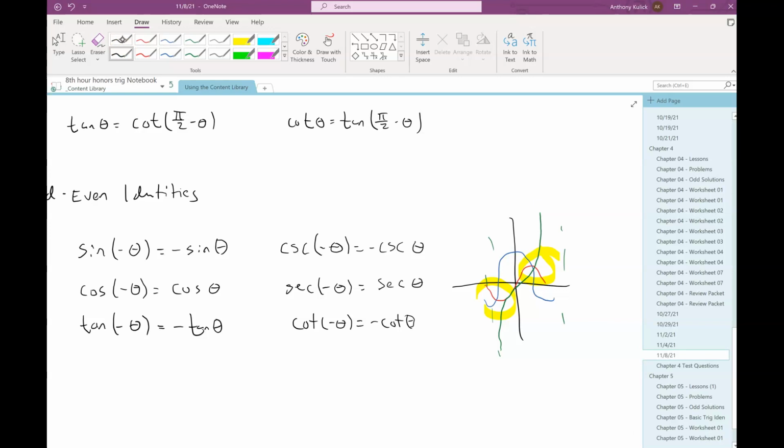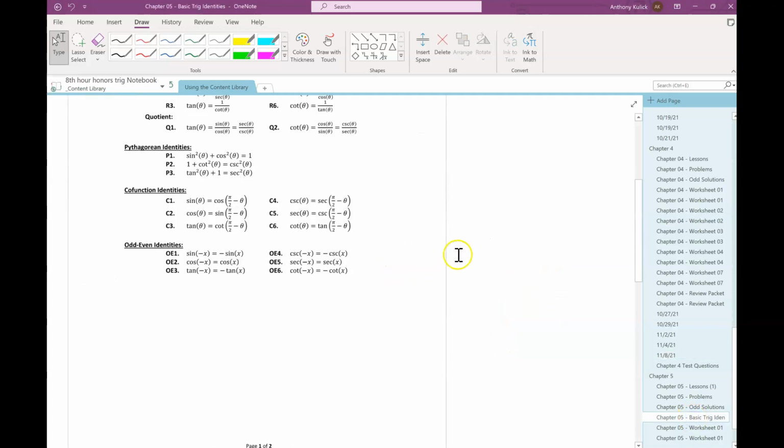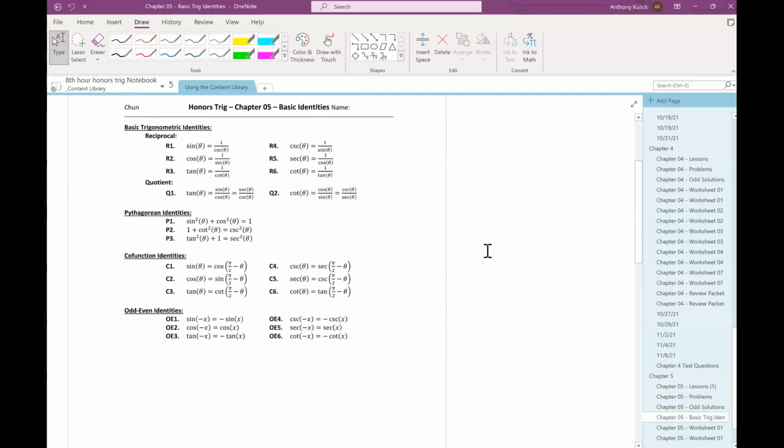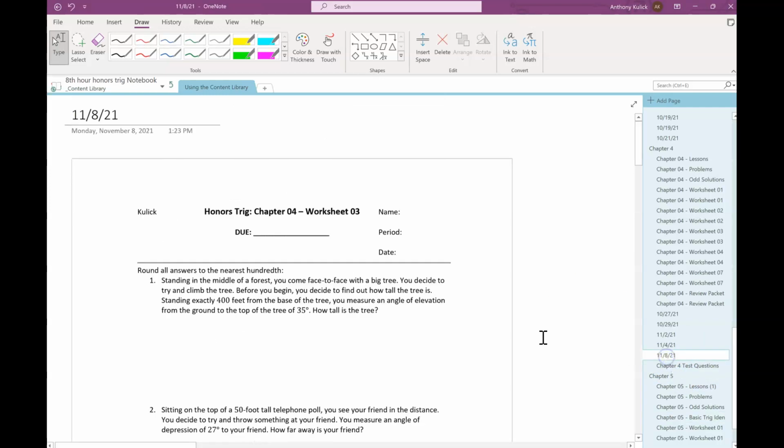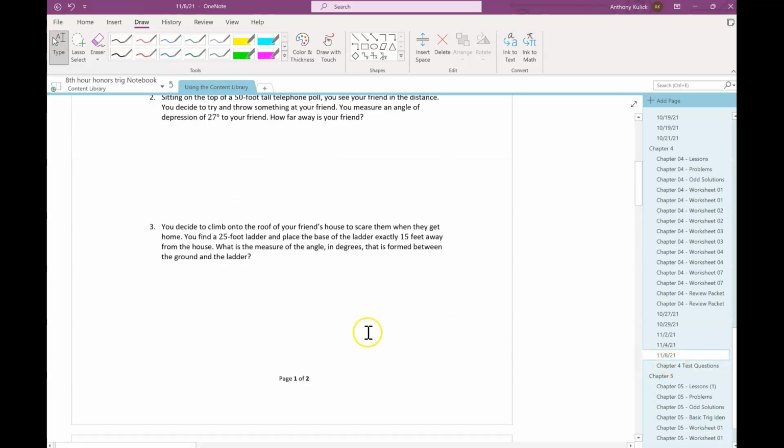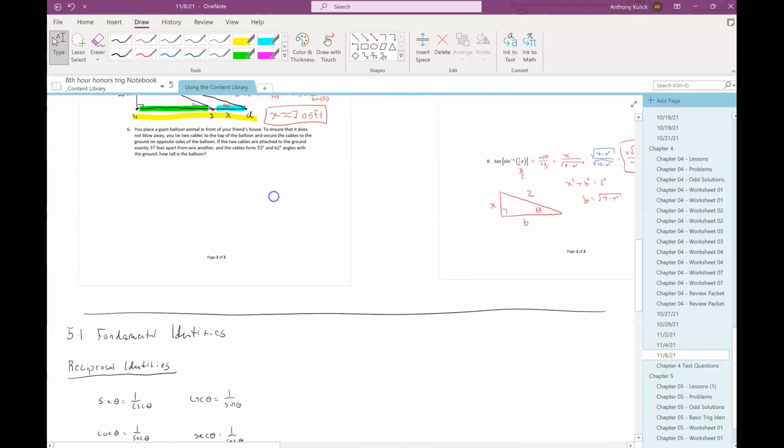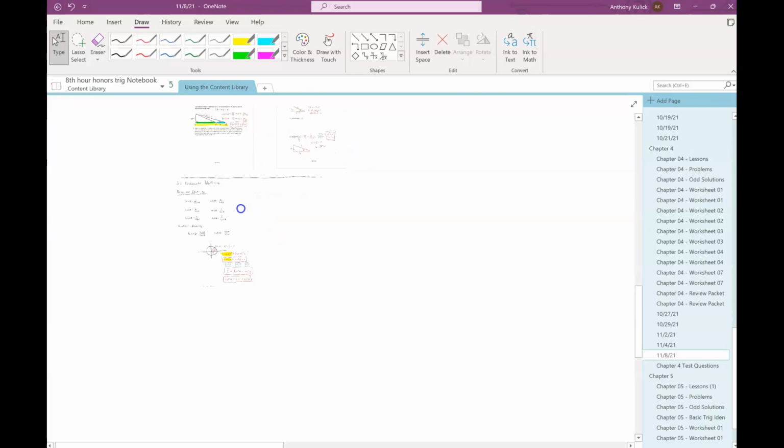Feel good about the identities? That's the list. Most of these are things we are already kind of aware of. I'd like to point out to you guys that I've already condensed these onto a single sheet of paper for you and typed them all out for you nicely. That's all in the content library, so make good use of that. And actually, let's do this before we get any further.